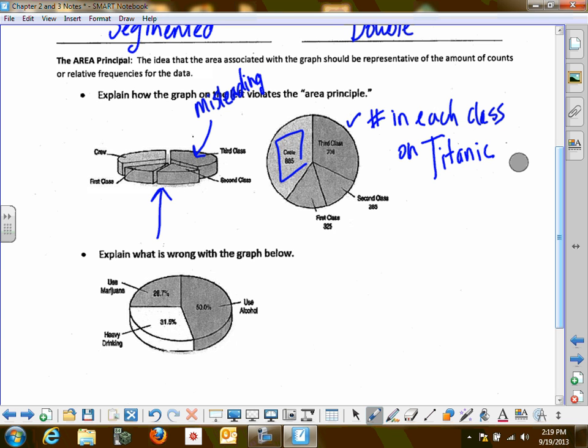How about first class amount versus second class amount? Is it off because second class is supposed to be smaller? Does this look smaller? I don't think so. So it's very misleading. So making a nice, pretty, three-dimensional graph is not a good idea because it could put all of the area out of proportion. So look at this one down here.